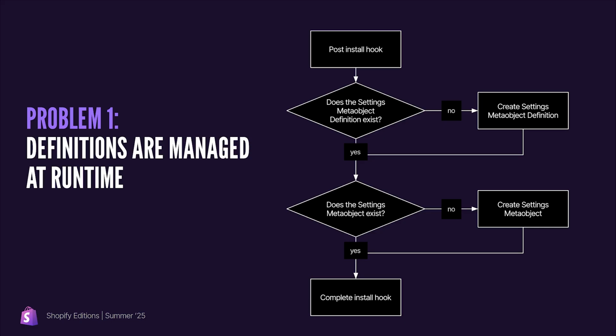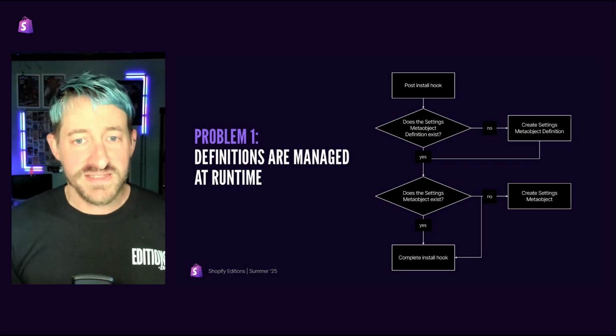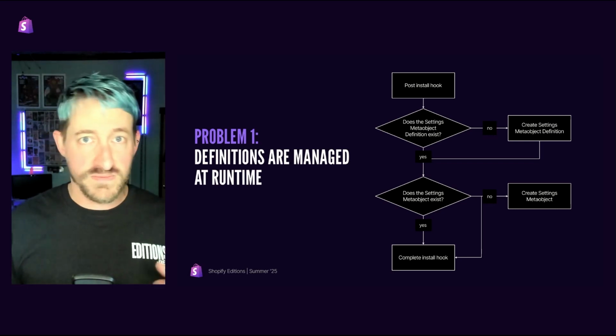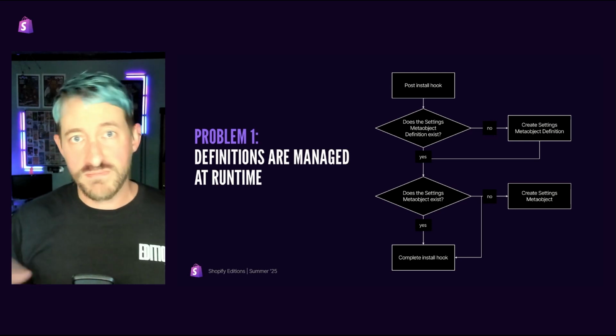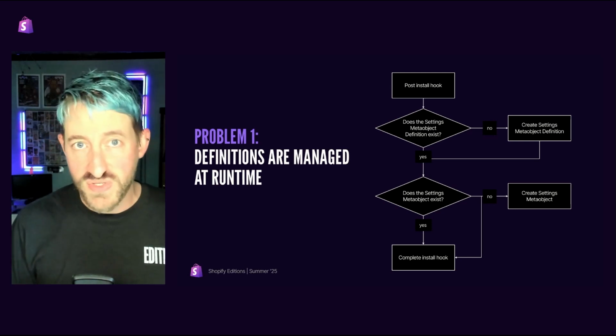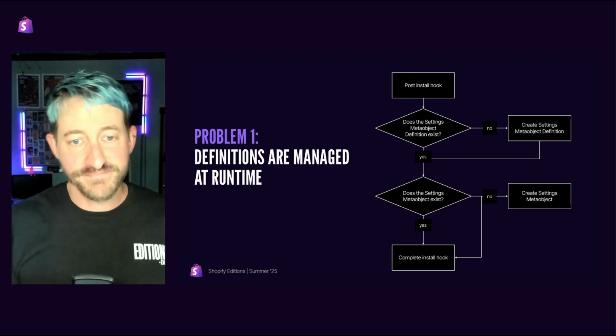First off, let's talk about how these definitions are managed. In a traditional database, you configure your schema statically outside of your business logic. In contrast, meta object definitions have to be created by an API, usually in some sort of install hook. This process can really be inefficient because not only do you have to create this code and run it on startup, but before any of your other logic can happen, before the user can use your app, you need to make sure that these operations have been completed.